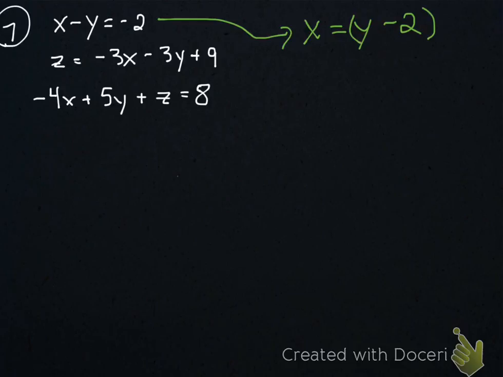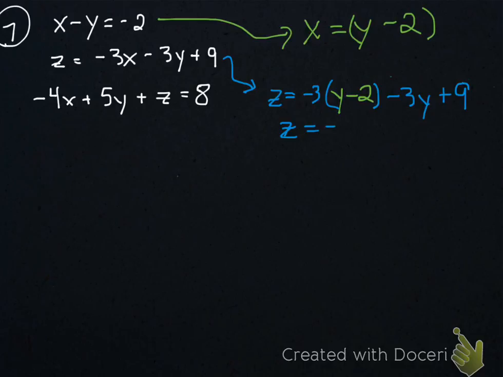Now I'm going to take that y minus 2 and plug it into the second equation. Notice the second equation has z's. It has z equals minus 3x minus 3y plus 9. Now I left a little hole in there for that x value, because we're going to take y minus 2 and plug it in for that x. Notice now my x is gone from my z equation. This will help me in the future because the fewer variables I have to deal with, the faster I can solve.